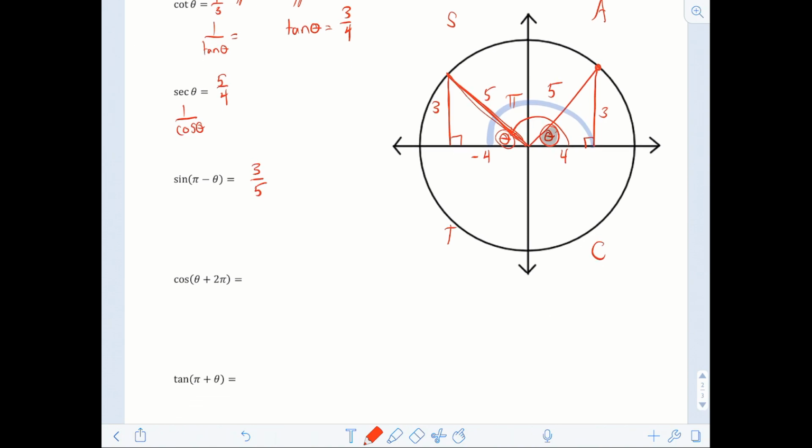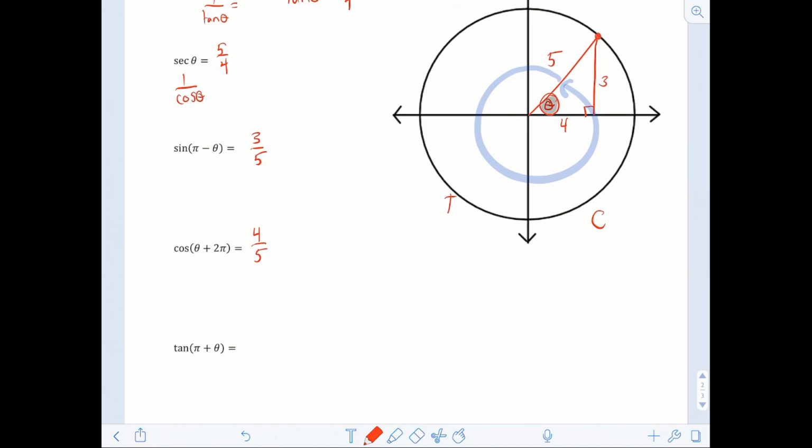Okay, cosine. If I were to, in a sense, okay, I'm going to erase some of these. If I add 2 pi to this, what ends up happening is I start here and then I go completely around again. And so I actually end up in that same location. So my answer is still going to be 4/5.